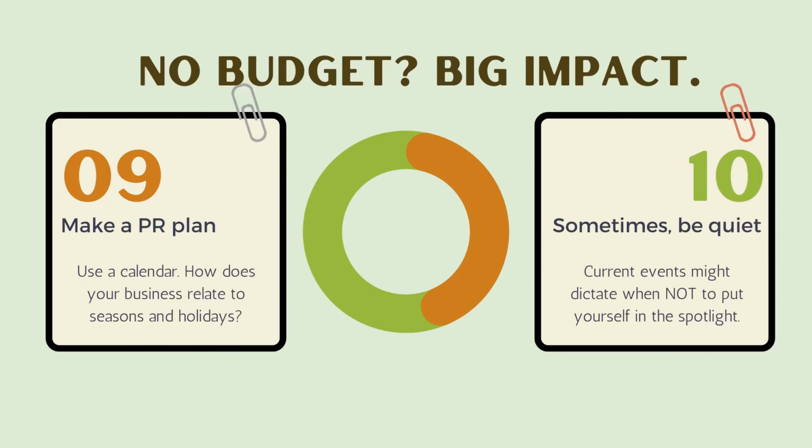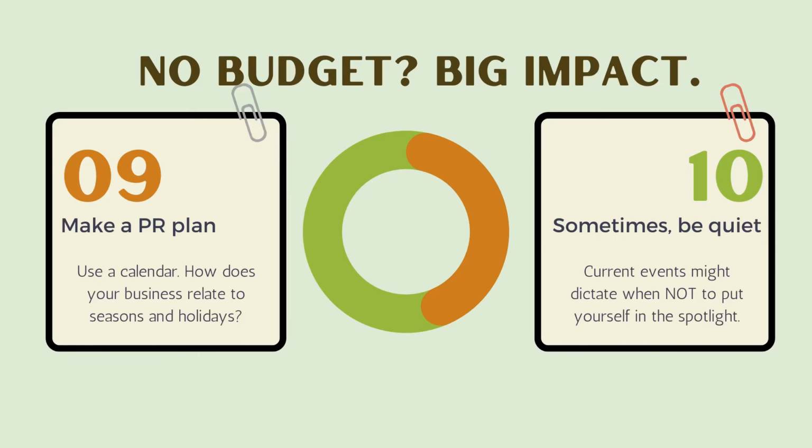Number 9, make a PR plan. So all this means is just get out your calendar. How does your business relate to the seasons, the holidays, spring break, school days that are out, whatever, things that are going on in your community? You can use that events calendar and make it work for you. You can coordinate your social media, your marketing, whatever, the events you go to. Just look at the calendar in your community.